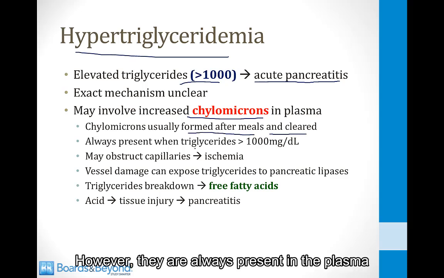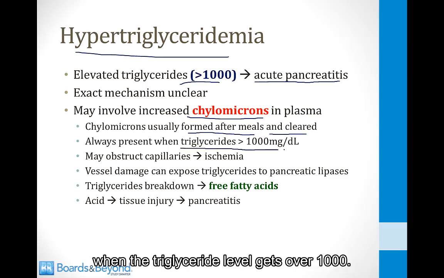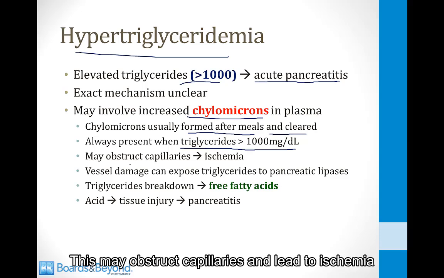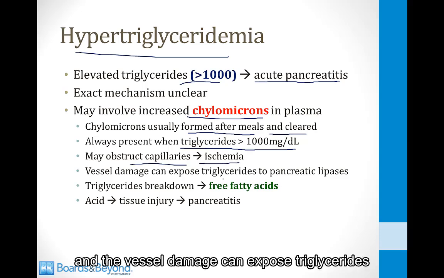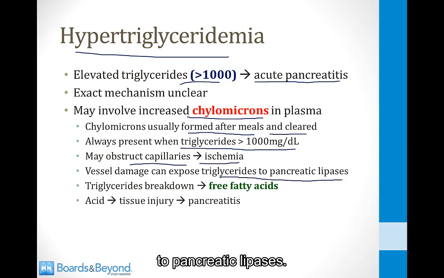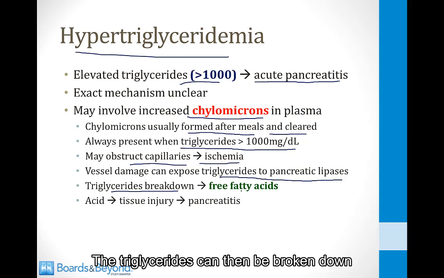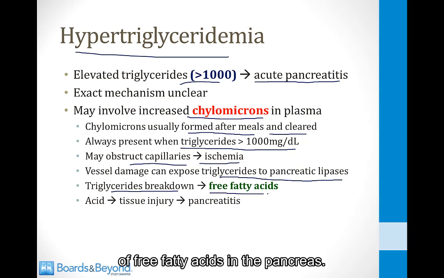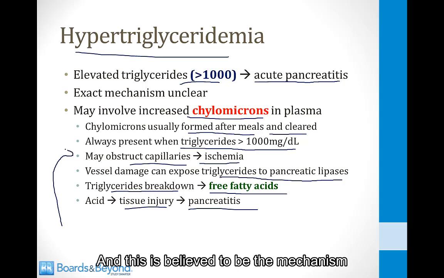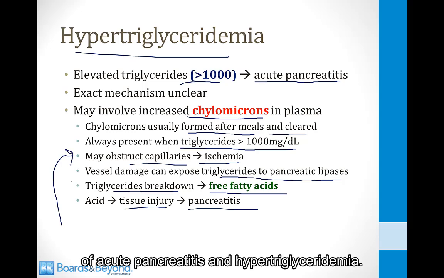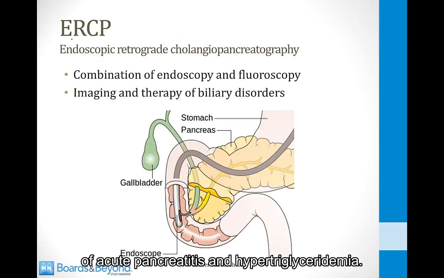However, they are always present in the plasma when the triglyceride level gets over 1,000. This may obstruct capillaries and lead to ischemia, and the vessel damage can expose triglycerides to pancreatic lipases. The triglycerides can then be broken down, and this can lead to the formation of free fatty acids in the pancreas. The acid can lead to tissue injury, and that can trigger pancreatitis. And this is believed to be the mechanism of acute pancreatitis in hypertriglyceridemia.